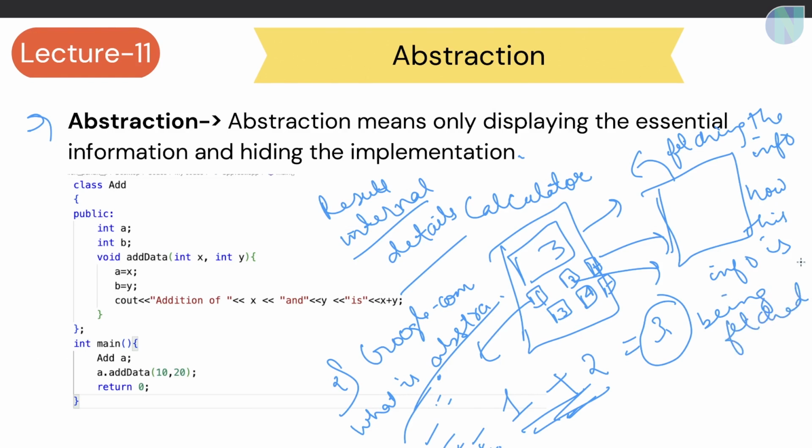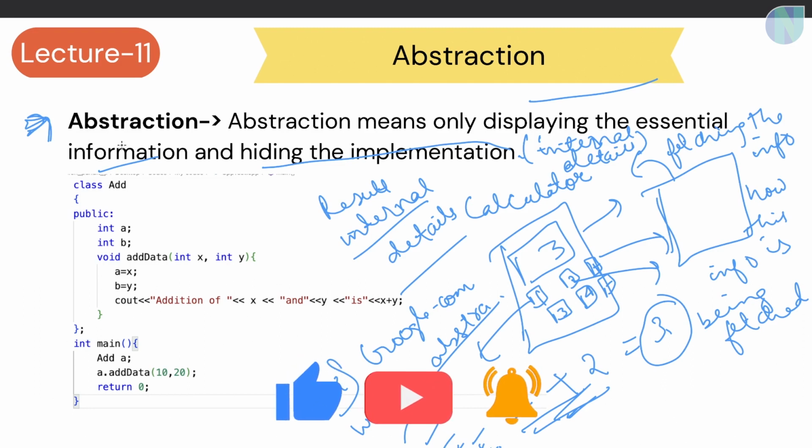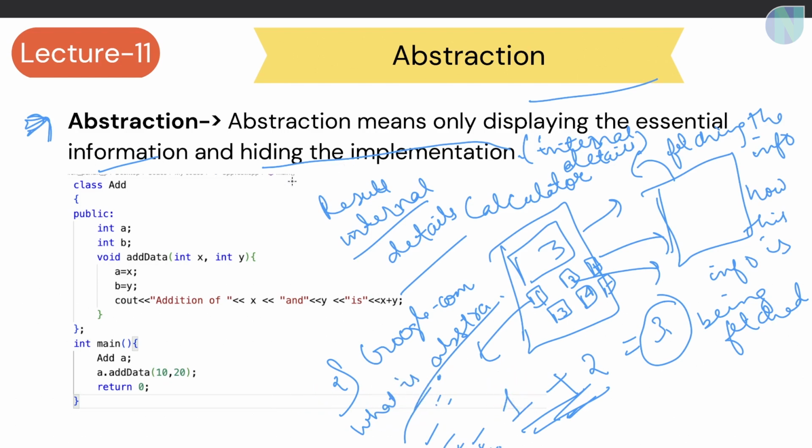So basically here in abstraction what we do is we display the essential information and hide the implementation, or we can also say the internal details which are not necessary for other people to be known. So basically we achieve abstraction by doing this. We hide the internal details and we just display the necessary information.